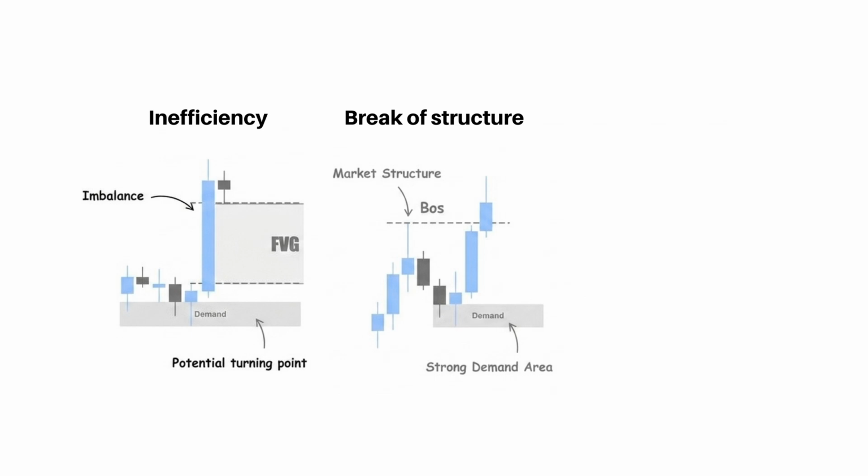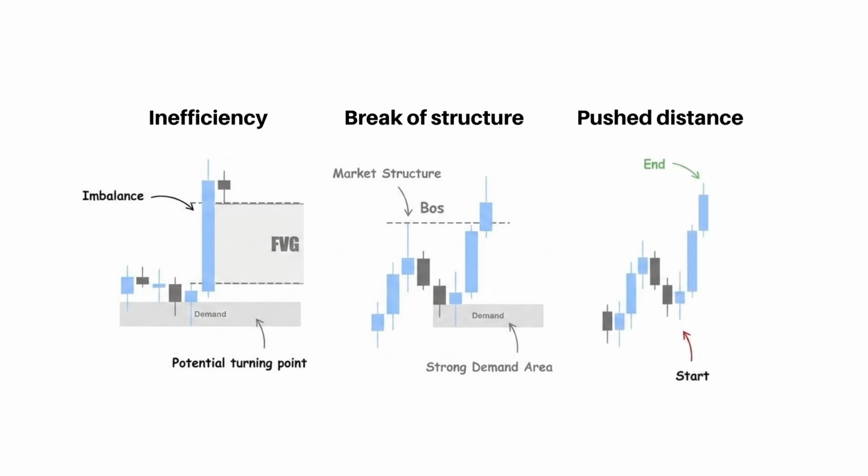Each time the price breaks a structure level, it increases the likelihood of trend continuation. The push distance refers to how far the price travels away from the zone before returning. A larger push distance often signals a more significant rejection, making the zone stronger. By considering all these factors together, you can more effectively identify high-probability supply and demand zones for your trades.